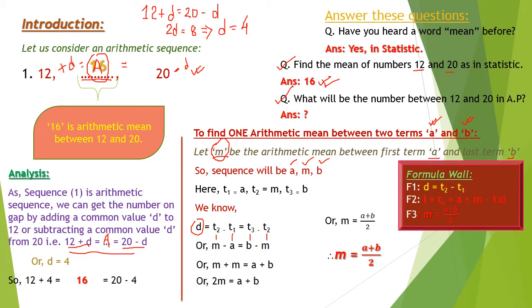Now our formula wall will be populated and a new member is added to it. We have done exercises related to formula 1 and formula 2. Now one more formula is added: M is equal to (A plus B) by 2. Okay, now similarly let us observe sequence 2 and 3.